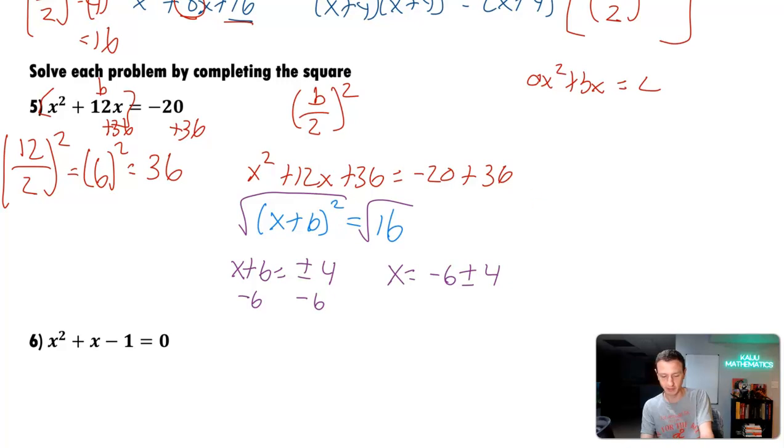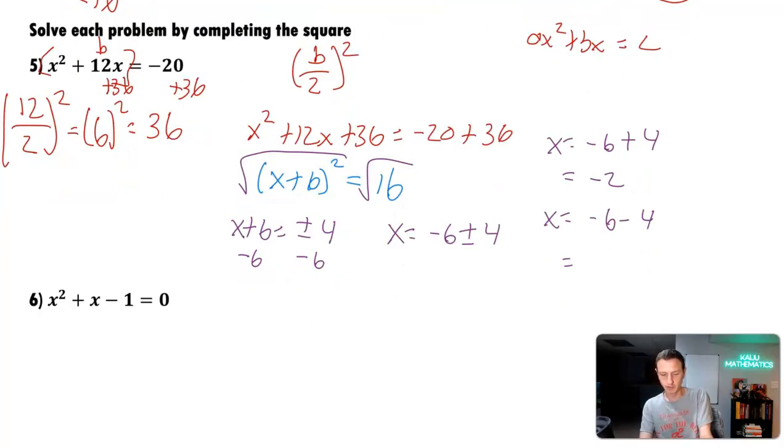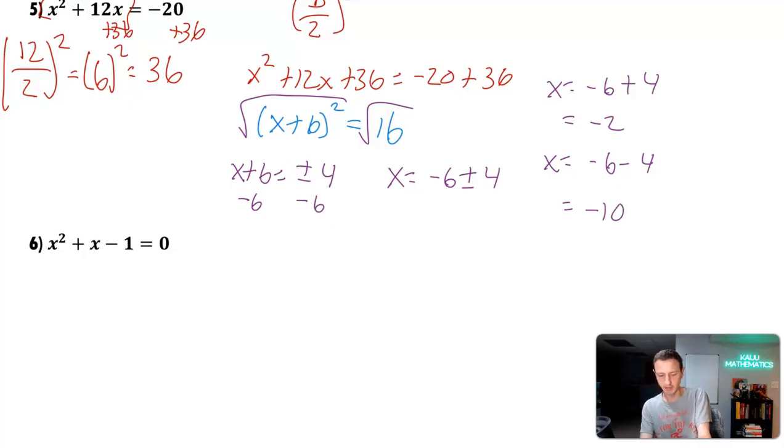So x is going to equal negative 6 plus 4, which is negative 2. And x equals negative 6 minus 4, which is negative 10. So our solutions are negative 2 and negative 10. So right here, negative 2, negative 10. There we go.